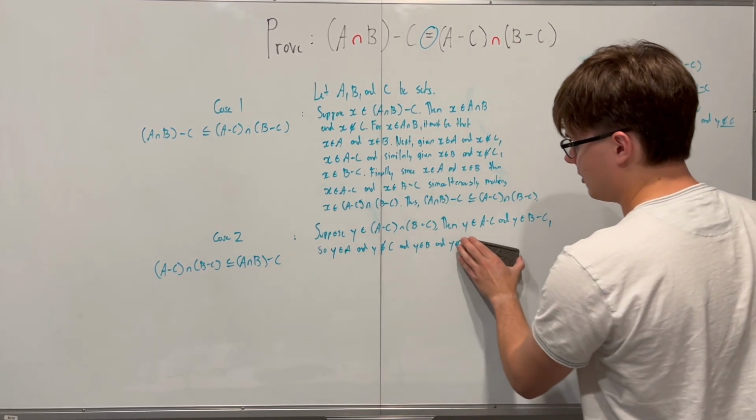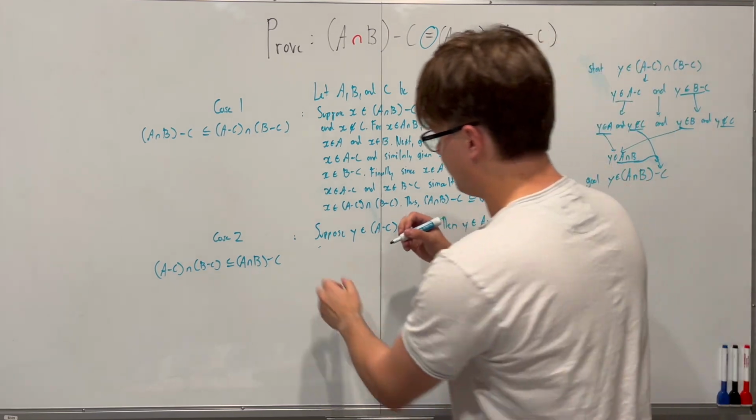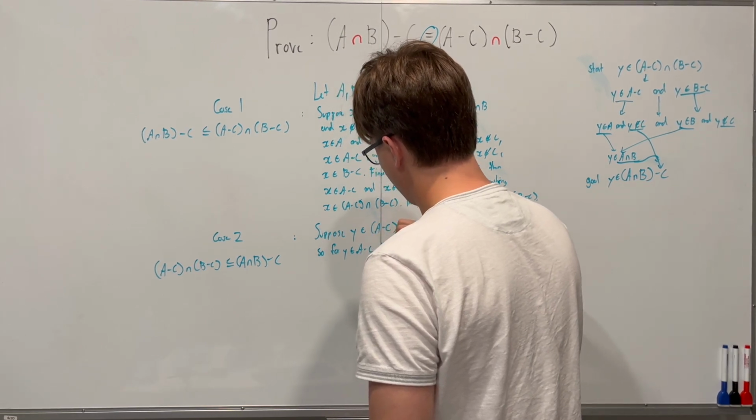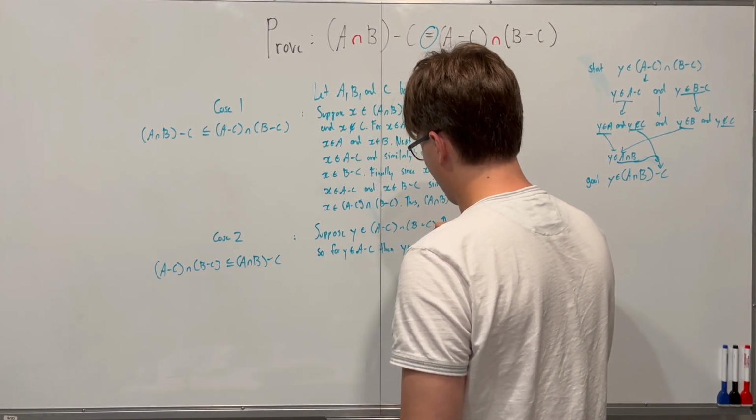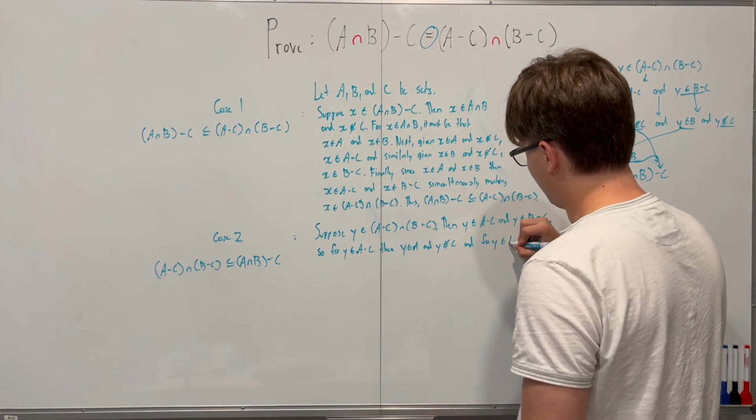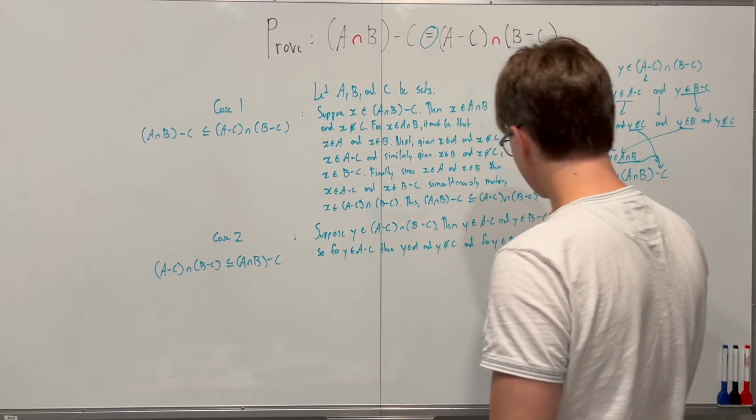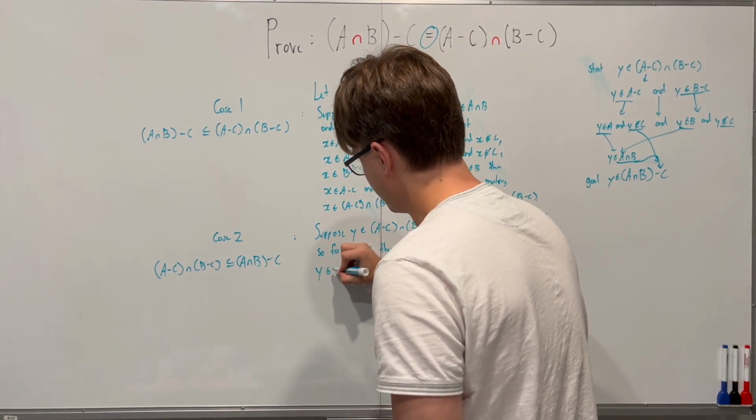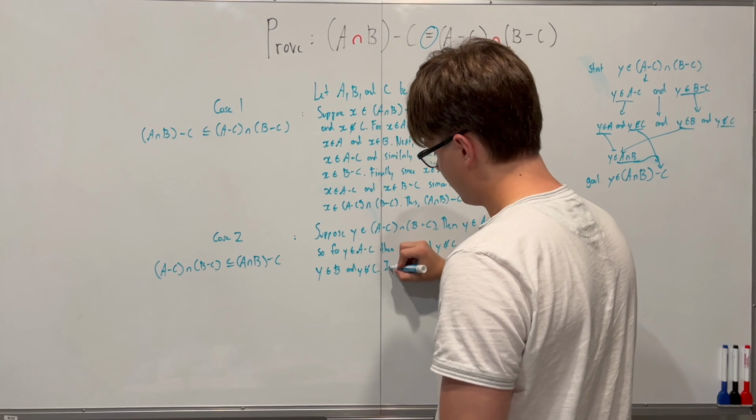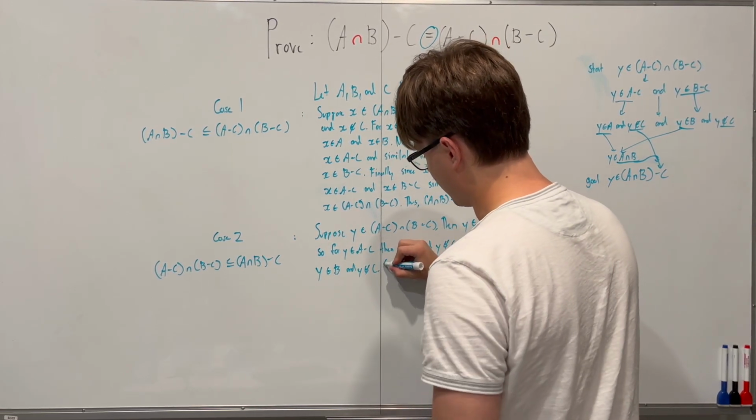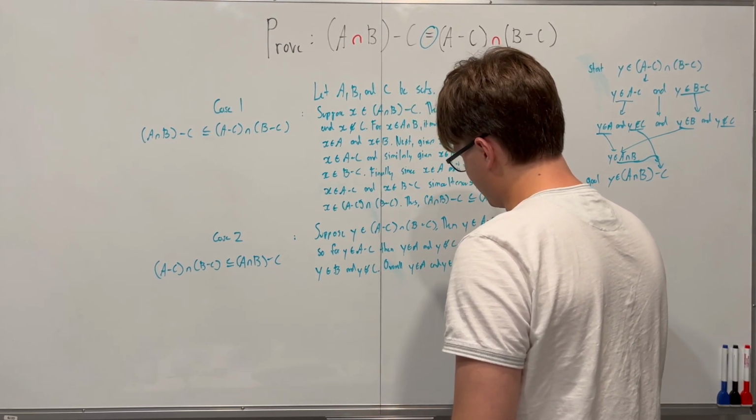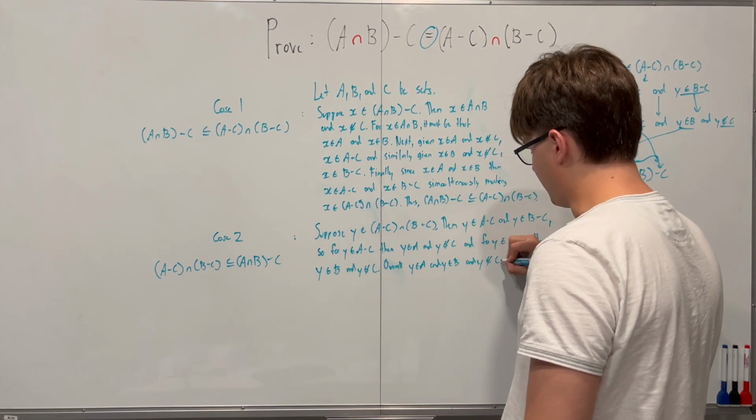I don't like repeating myself, and I want to be a little more explicit. So we'll say, so for y to be an element of A minus C, then y is an element of A, and y is not an element of C. And for y to be an element of B minus C, then y is an element of B, and y is not an element of C. So we can then say overall, y is an element of A, and y is an element of B, and y is not an element of C.